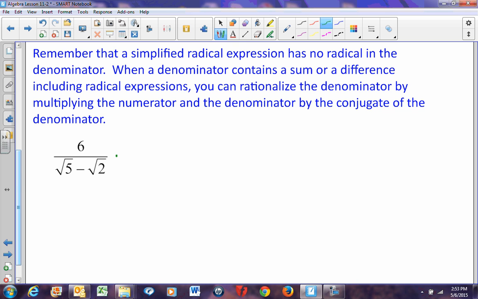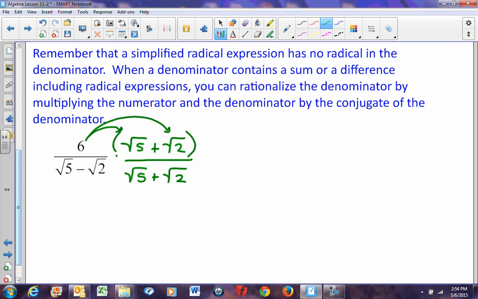So in this particular problem, the conjugate of the square root of 5 minus the square root of 2 is the square root of 5 plus the square root of 2. And this is just another fancy word for the number 1, isn't it? Because the square root of 5 plus the square root of 2 divided by the square root of 5 plus the square root of 2 is just 1. So if I multiply the top, remember to distribute this 6 throughout this entire conjugate up here. I'm going to get 6 square roots of 5 plus 6 square roots of 2.